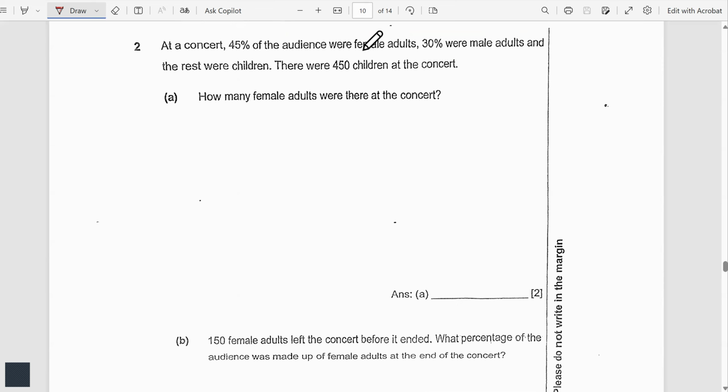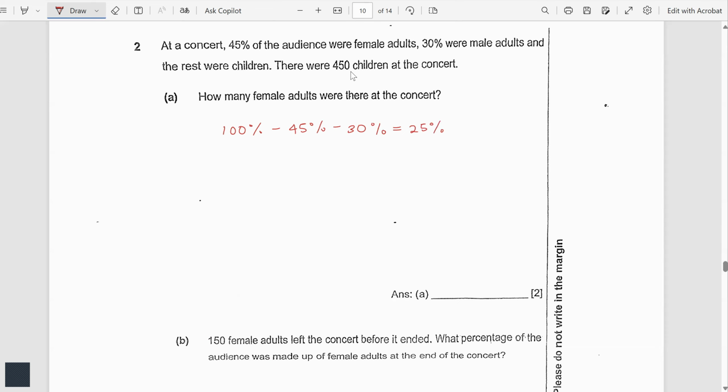Okay, 100% is the total. 45% were female adults, 30% were male adults. Let's find the percentage for the children. We're given the actual number, but not the percentage. So let's find out what's the percentage. So 100% minus 45% and minus 30%. This will be 25%.